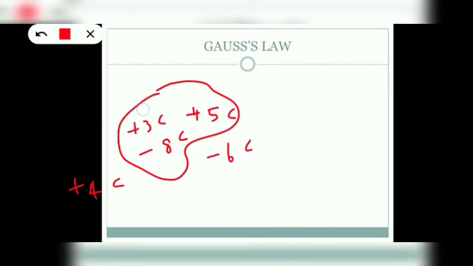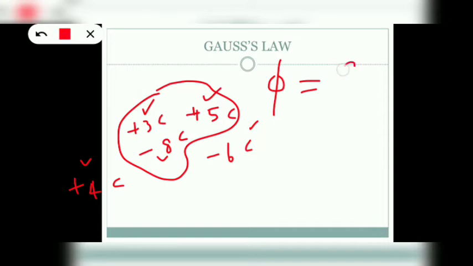So now we can discuss the next point. On the screen you can see a closed surface, and the closed surface encloses the charges plus 3 coulomb, plus 5 coulomb and minus 8 coulomb. Along with that, some other charges are also present, plus 4 coulomb and minus 6 coulomb, outside the closed surface. So what is the total flux passing through that closed surface?